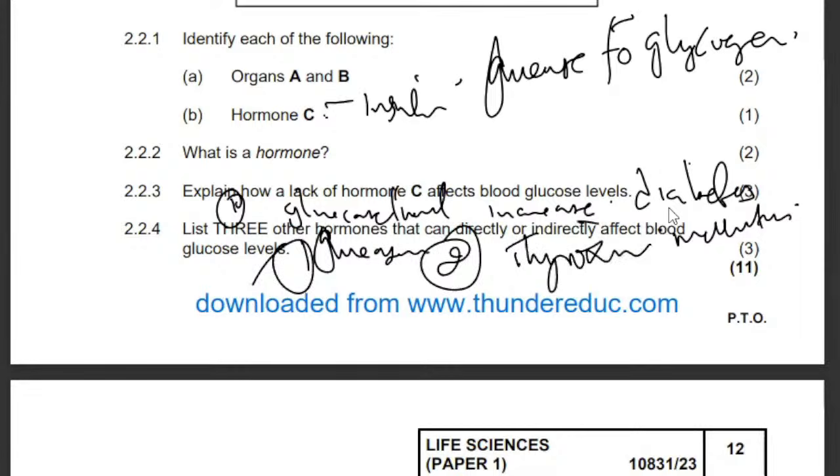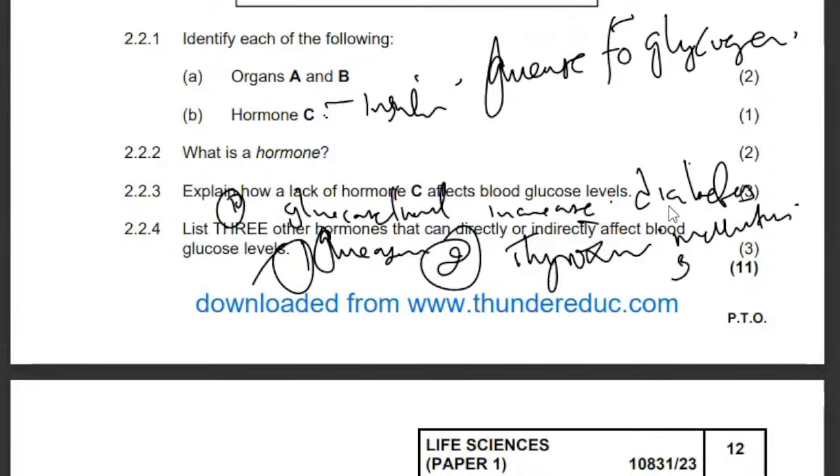Number 2, you can maybe talk about thyroxine. Why thyroxine? Because thyroxine brings about the metabolic rate. It increases or reduces the metabolic rate. And metabolism, respiration, requires energy, and energy is obtained by breakdown of glucose. So it has an indirect effect on glucose, because it is linked to ATP, which is the energy, and for energy to be produced, you require glucose. Therefore, it will affect glucose indirectly.